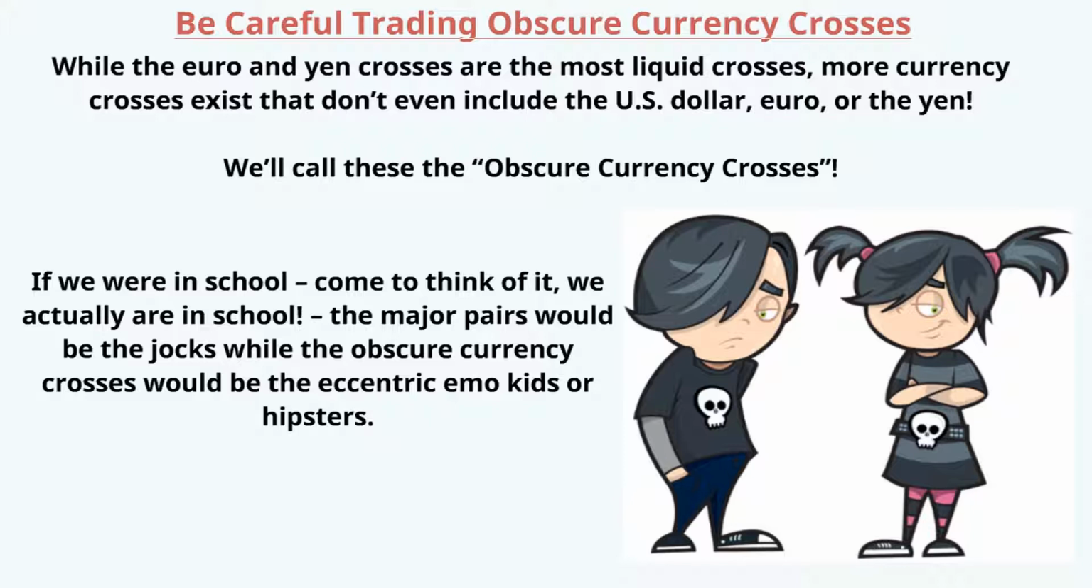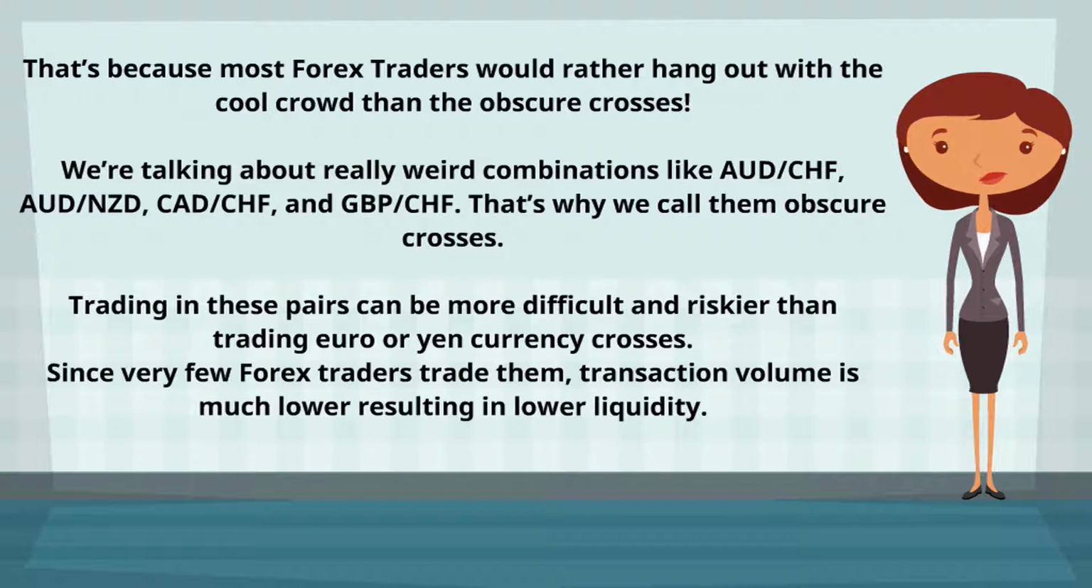Be careful trading obscure currency crosses. While the euro and yen crosses are the most liquid crosses, more currency crosses exist that don't even include the US dollar, euro, or the yen. We'll call these the obscure currency crosses. If we were in school, come to think of it, we actually are in school, the major pairs would be the jocks while the obscure currency crosses would be the eccentric emo kids or hipsters. That's because most Forex traders would rather hang out with the cool crowd than the obscure crosses.